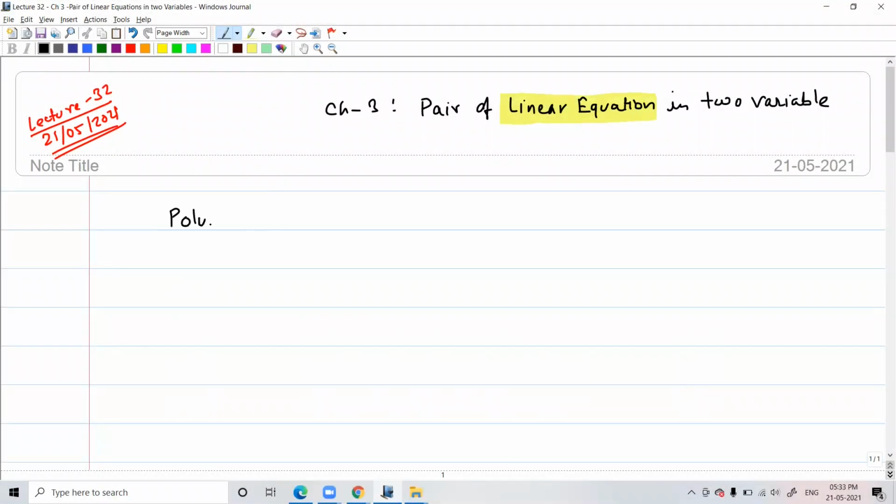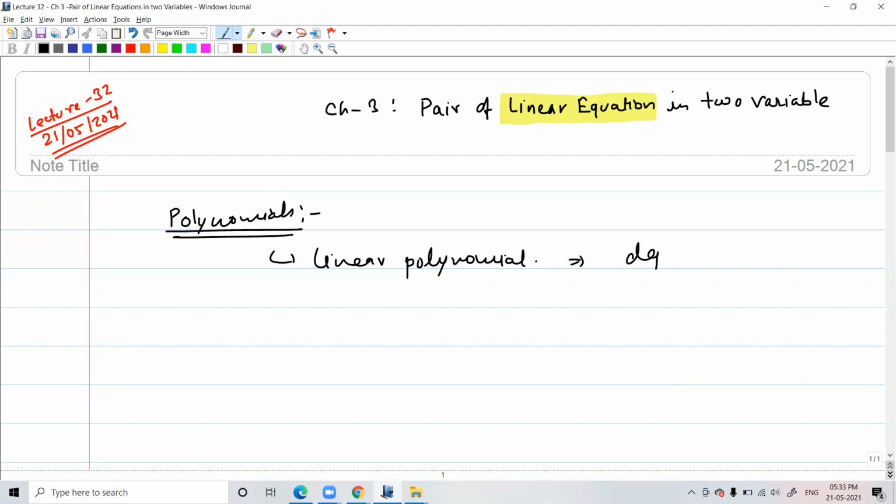See, when we studied polynomials, we studied linear polynomials, right? What is a linear polynomial? A polynomial whose degree is what? 1, sir. Yes, any polynomial with a degree 1 is called a linear polynomial.